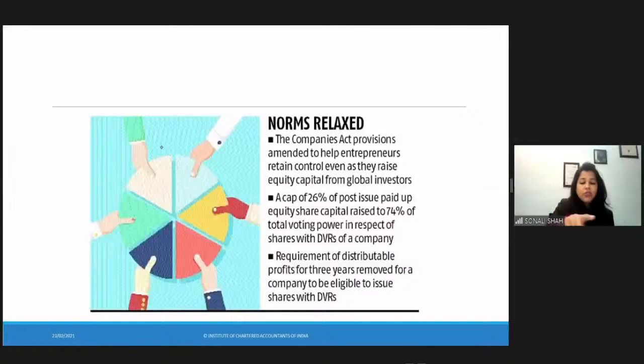voting right. So if you look here, I have included that there has been a relaxation of the norm: a cap of 26% of post-issued paid up capital has been raised to 74% of total voting power in respect of shares with DVRs. This is why you are not able to see the 26% that you are talking about.